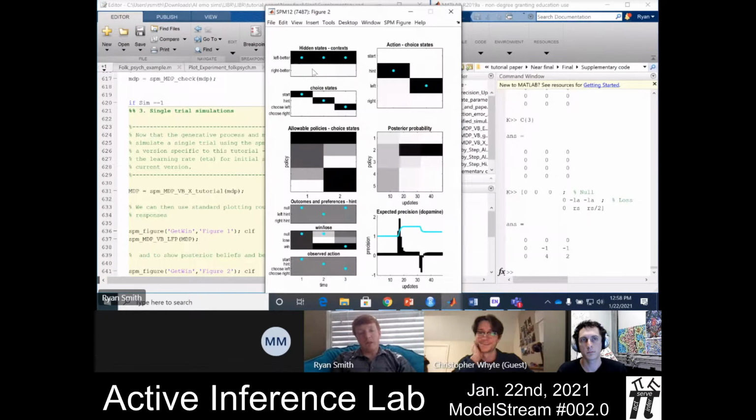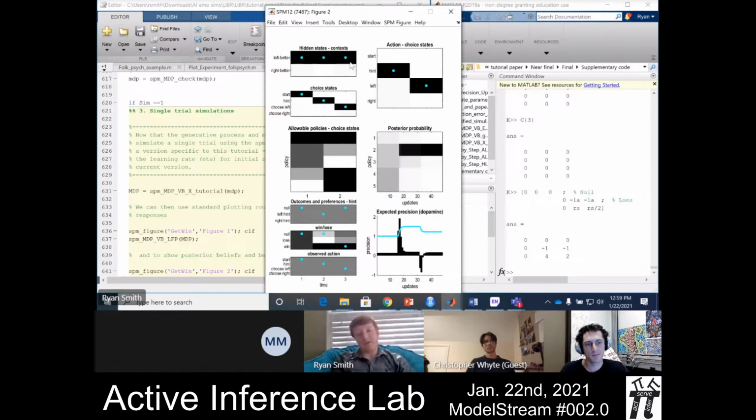The top one here is hidden states, so contexts. Black equals a higher probability, white equals a low probability, and the gray is in between. These are all posteriors over states at the end of a trial, and that's important. So at the end of the trial at time 3, these are the beliefs that the agent has about what state it was in across all these time steps.